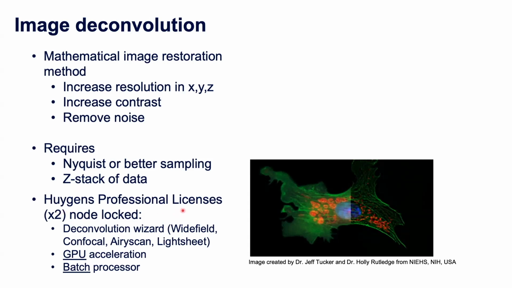The Huygens licenses, which we have here at BOMP, have a wizard, which will take you through how to do this on wide field, confocal, area scan and light sheet data. That has both GPU acceleration to allow that to go faster, and also batch processing as well. So if you're doing the same thing over and over to multiple images, you can set it up and just leave it to run. This is, I guess, an overview of the process. If this is what our light looks like, by the time it's gone through the microscope, it's a bit bigger and fuzzier just because of the way the optics have worked. What we're trying to do is use maths to bring it back to this original point.